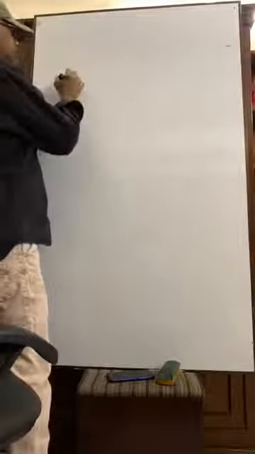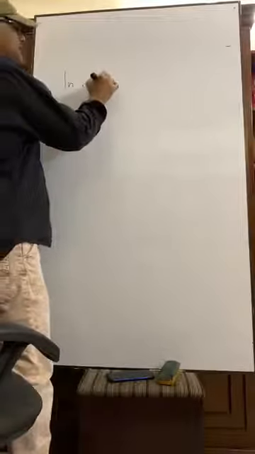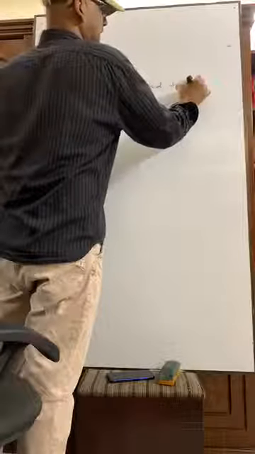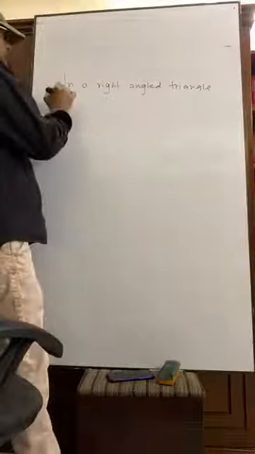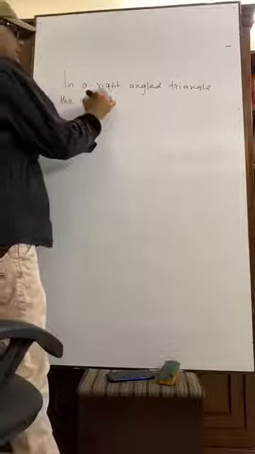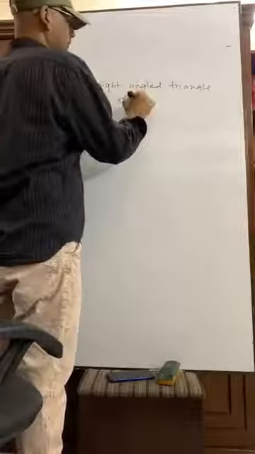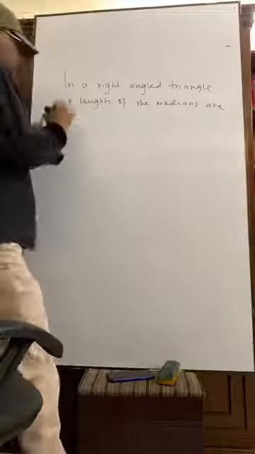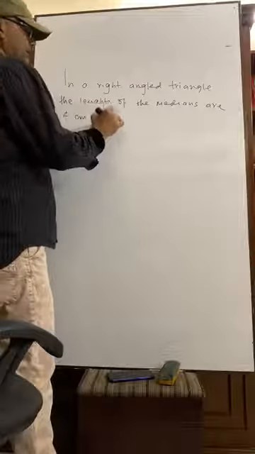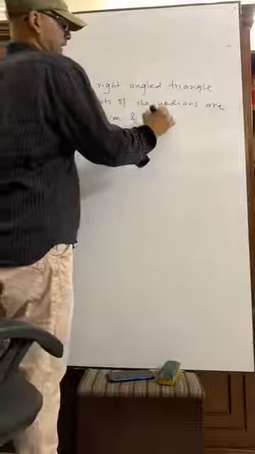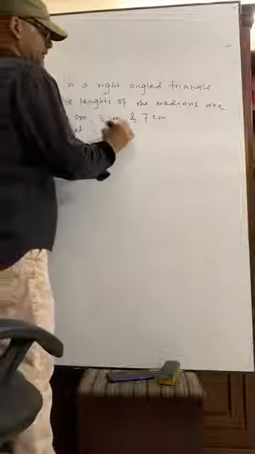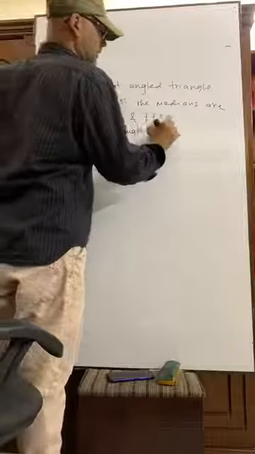Suppose, in a right angle triangle, the lengths of the medians are 4 centimeter, 5 centimeter and 7 centimeter. What is the length of the hypotenuse?